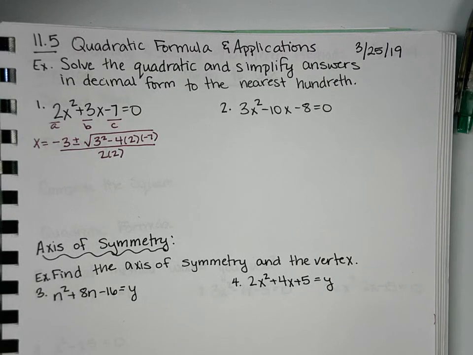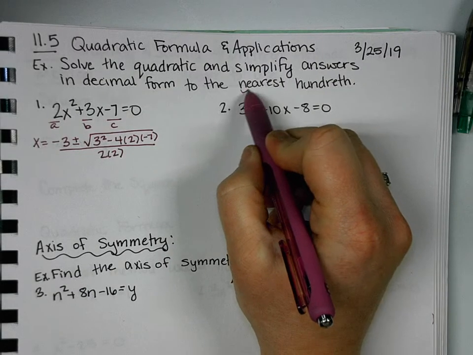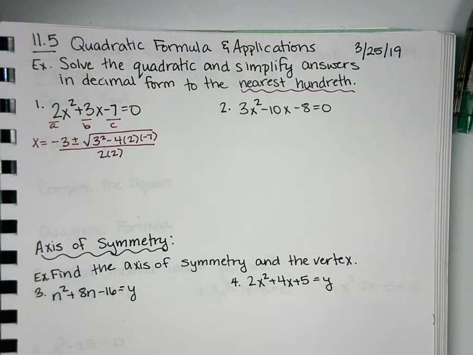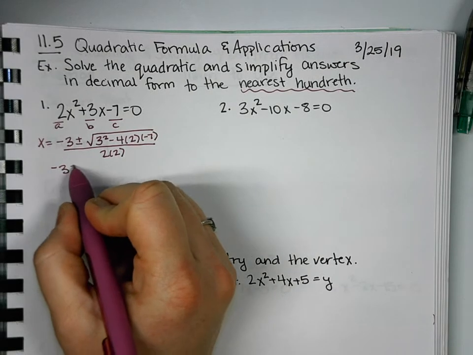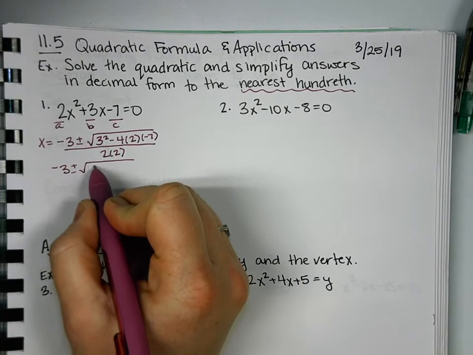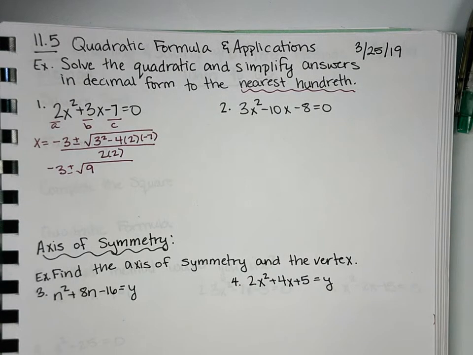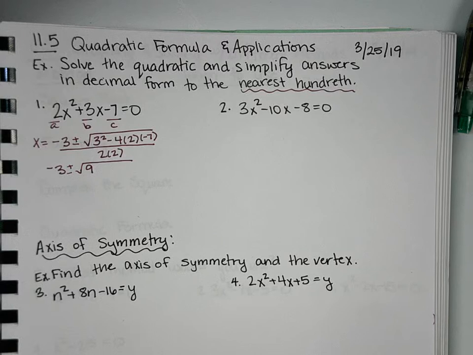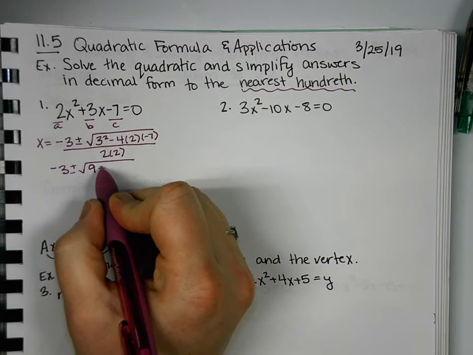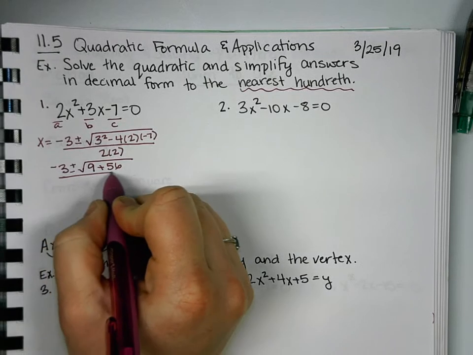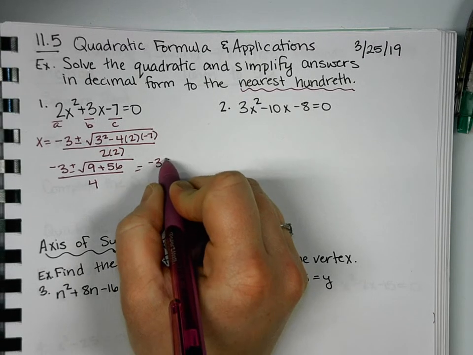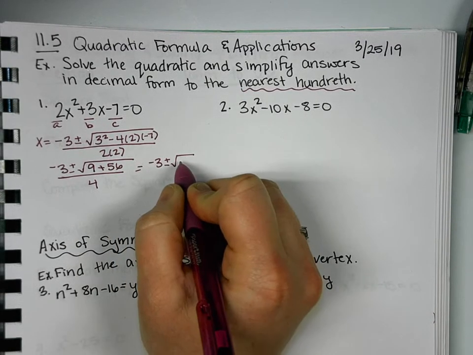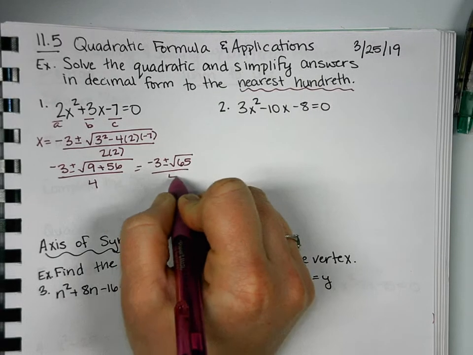From here, I'm going to do a little bit of simplifying before we jump to the calculator to do the rest of the work for us. We can do that when it says nearest hundredth, because we don't need to show all the radical work. We just need to get to a decimal answer. So I'm going to simplify inside the radical. 3 squared is 9. Negative 4 times 2 times negative 7 is 56. Over 4. So this will give me negative 3 plus or minus the square root of 65 over 4.